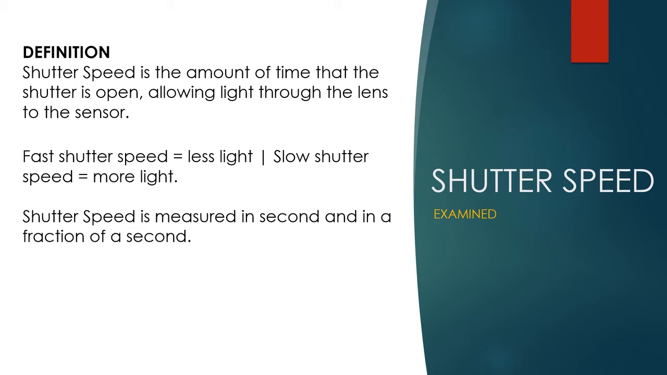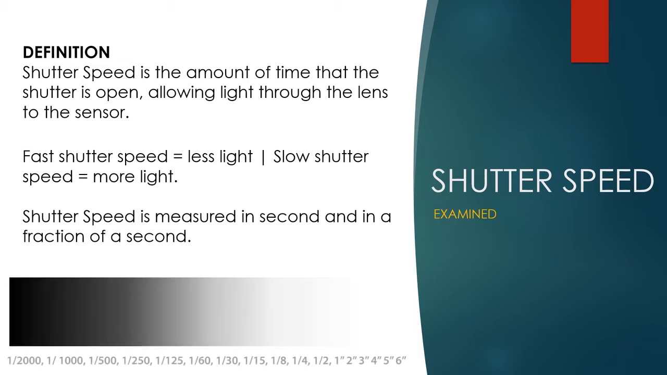Now, shutter speed is measured in seconds and in fractions of a second. And then we have a gradient here which illustrates a little bit more a fast shutter, so 1/2000th of a second. Your shutter's really not open for a long time, so therefore the amount of light let through is really minuscule. And on the other side we have 6 seconds.